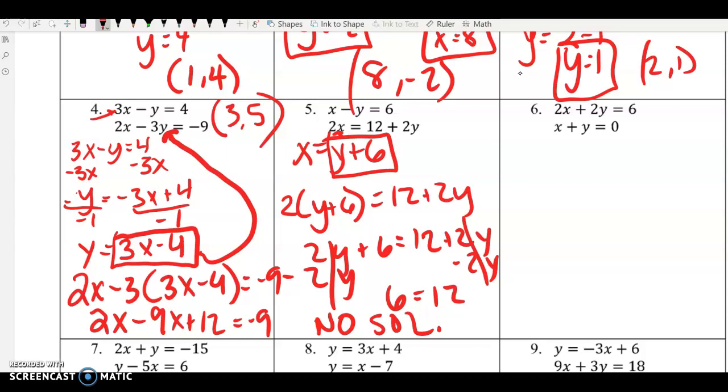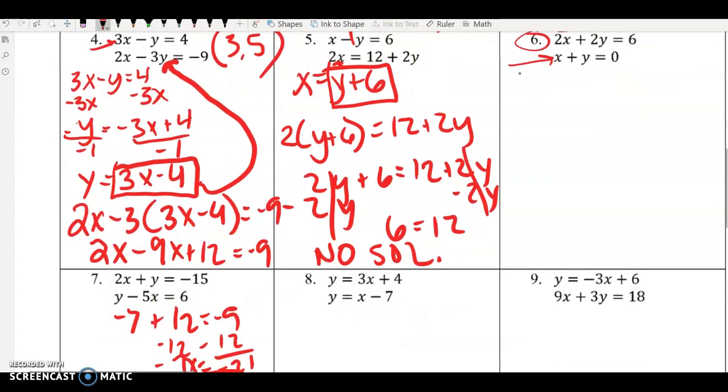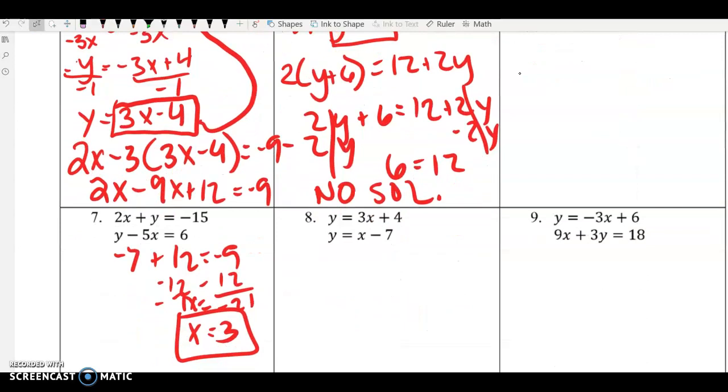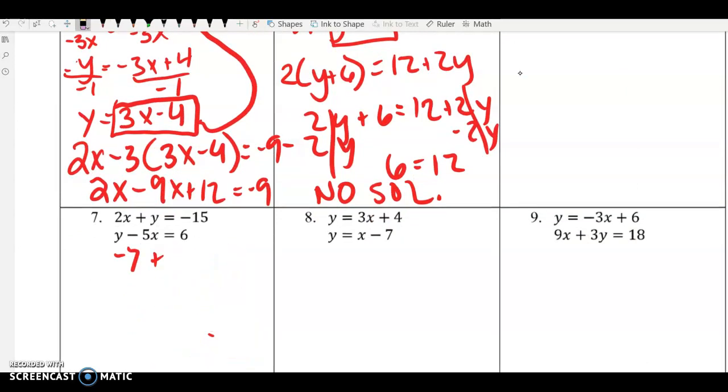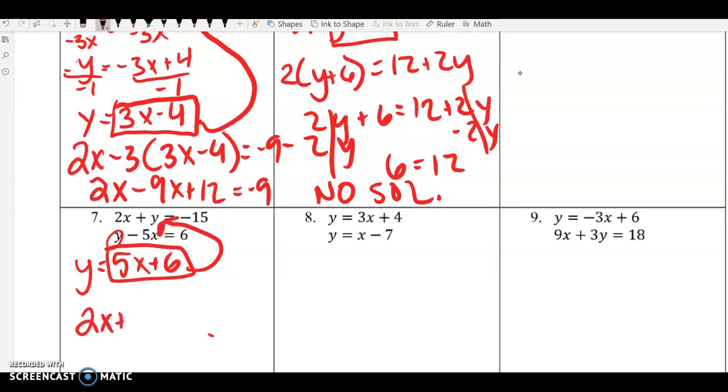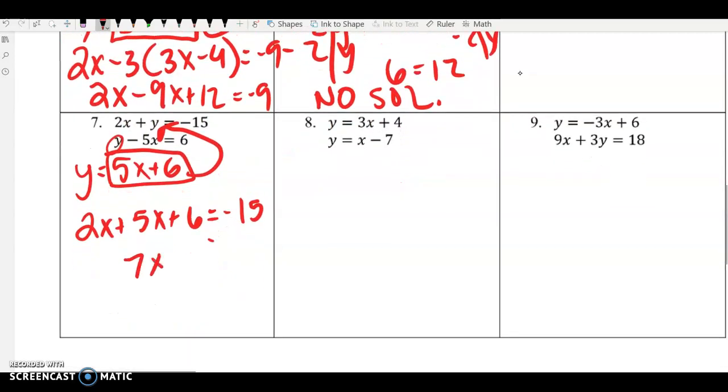All right. I'm going to have you guys go ahead and try number 6. I would isolate a variable in this bottom one. And we're going to work on 7 together. Number 7, isolate a variable. I'm going to get this y by itself. So I get y equals 5x plus 6, because I would add 5x to both sides. Next step, plug it into the other equation. So I get 2x plus 5x plus 6 equals negative 15. I get 7x plus 6 is negative 15.